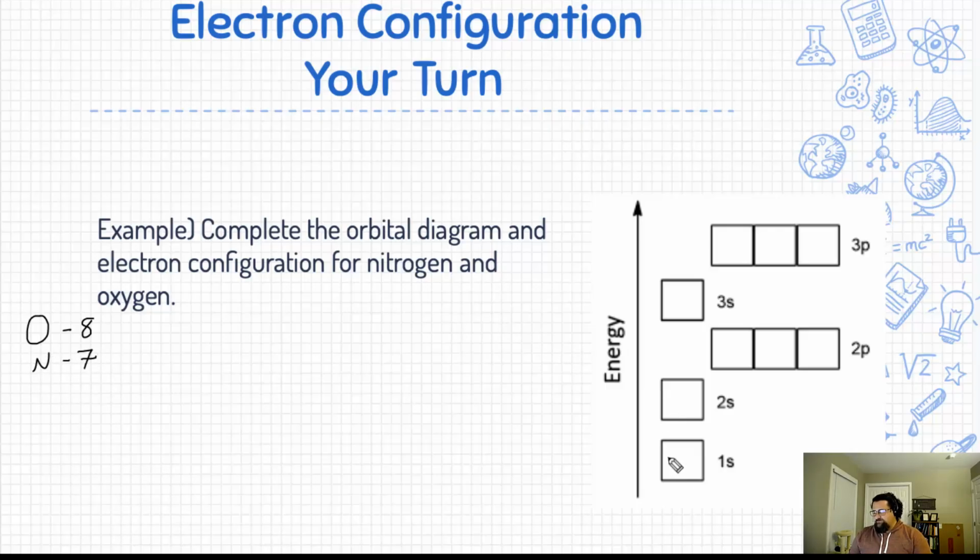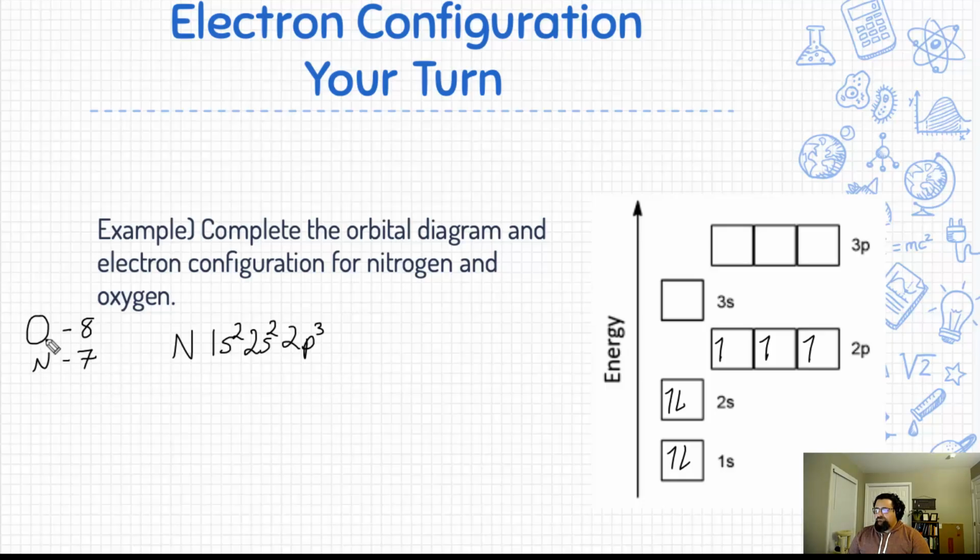So let's try these out. Let's do nitrogen first because it has 7, and then we can always add that one more for oxygen. So for nitrogen, we could do 1, 2. We've got 5 more to go. 1, 2, 3 more to go. And so then we just have 1, 2, 3, and we stop there. There it is. 1, 2, 3, 4, 5, 6, 7. So for nitrogen, we'd say we have the 1s with 2, the 2s with 2, and the 2p with 3.